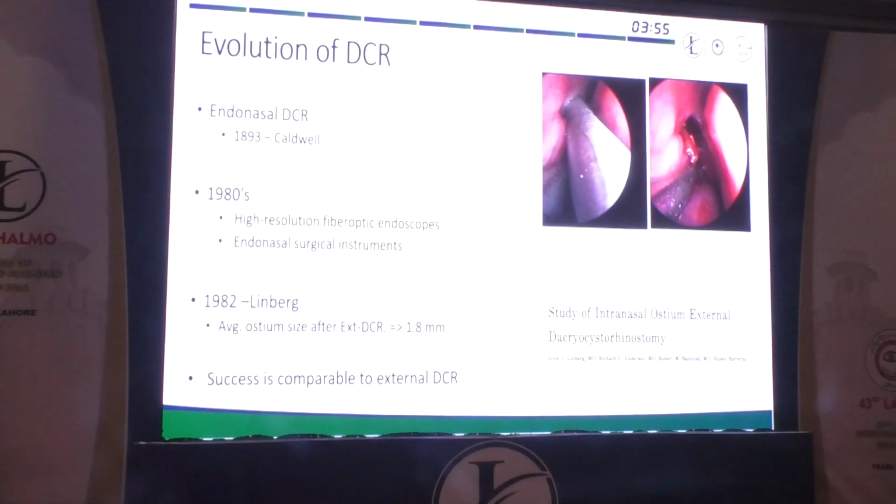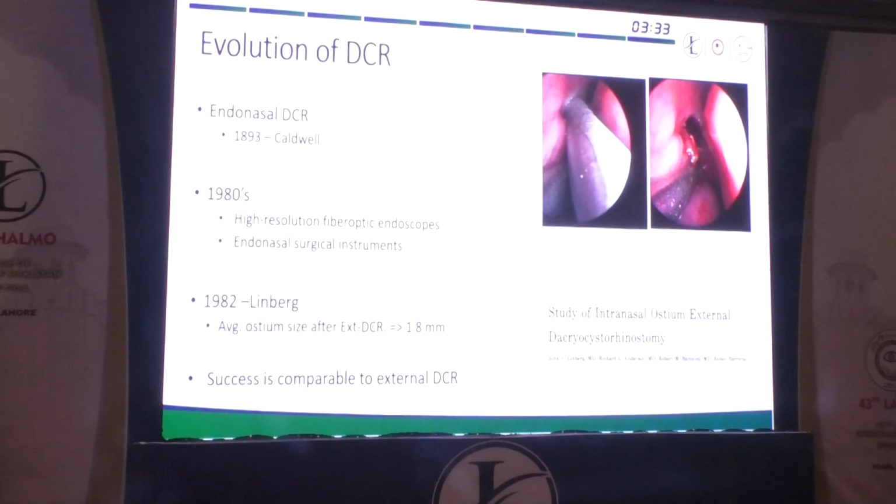So endonasal DCR, as explained very well by Dr. Latif, is actually much older than external DCR, but it was not popularized until the 80s, until the high-resolution fiber optic endoscopes and endonasal surgical instruments were available.